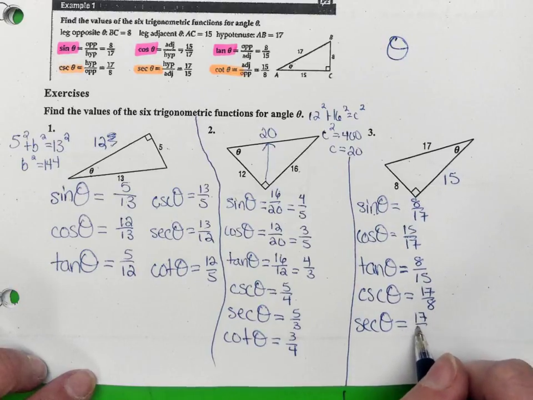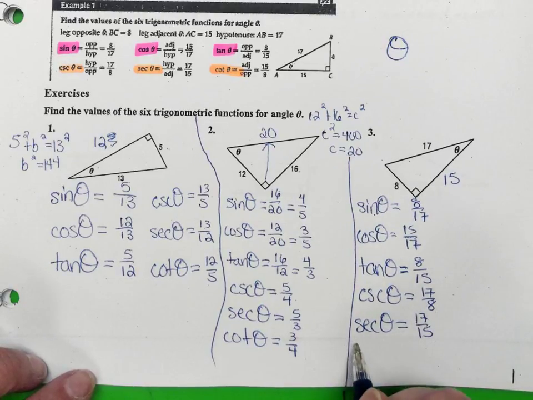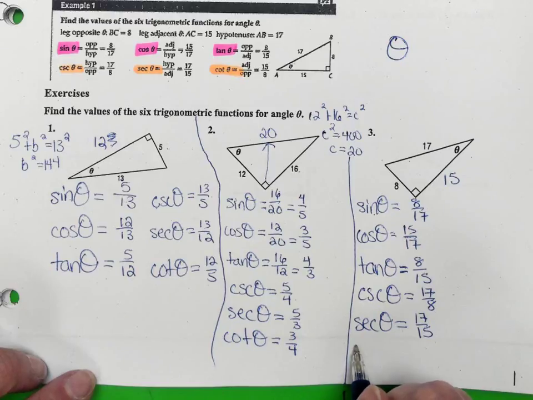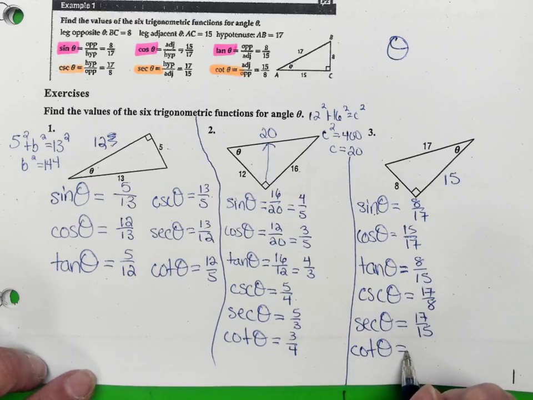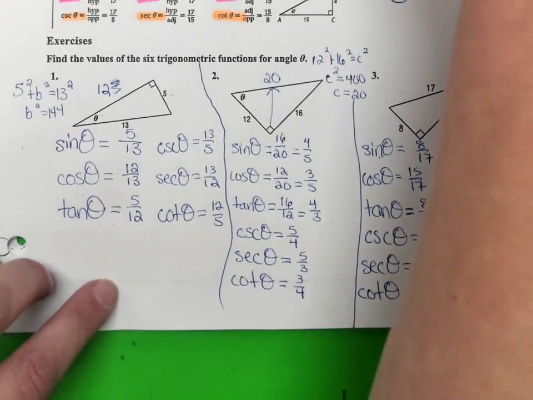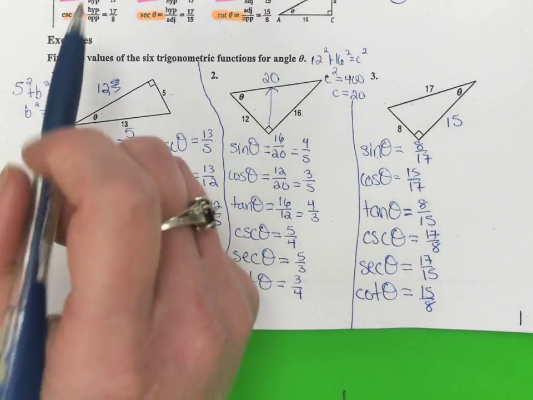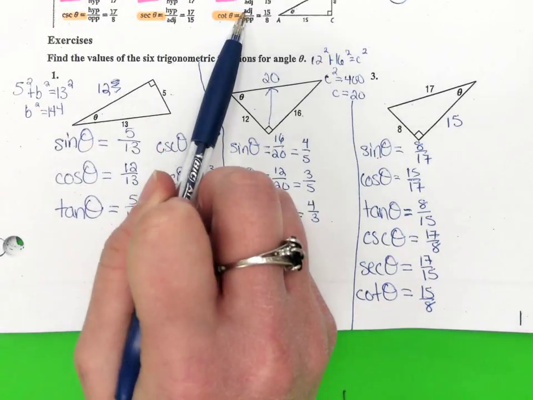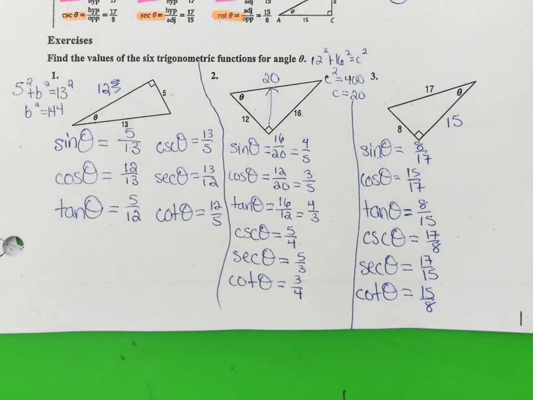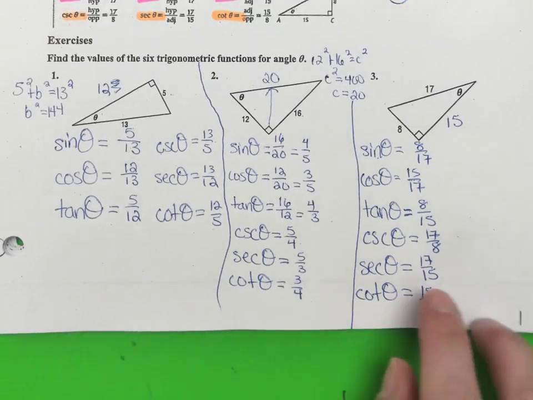17 over 15. Perfect. Okay, Emily, what's the opposite of tangent? Cotangent. And what did you say it was? 15 over 8. Y'all okay? Pretty easy, pretty simple. So the only thing new were the cosecants, the secants, and the cotangents. Okay? All right, let's flip over on the back real quick.